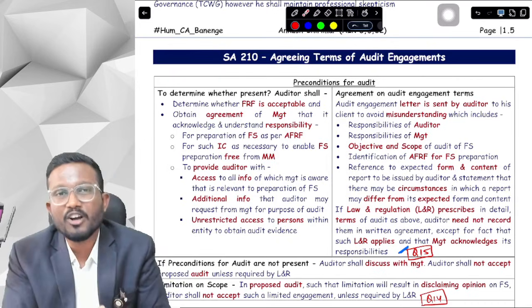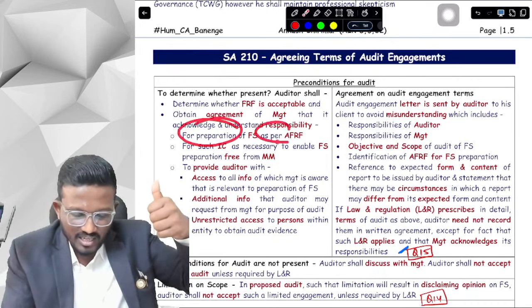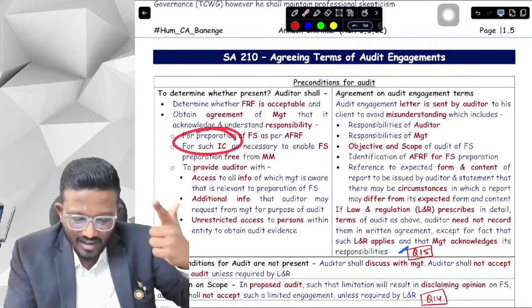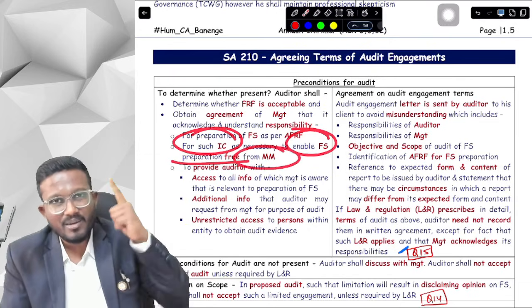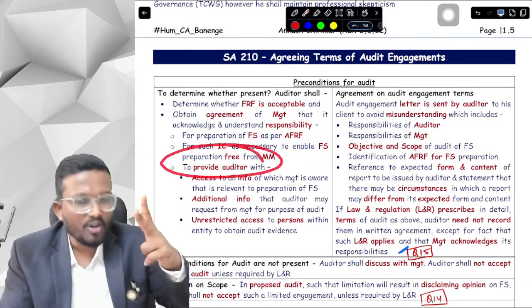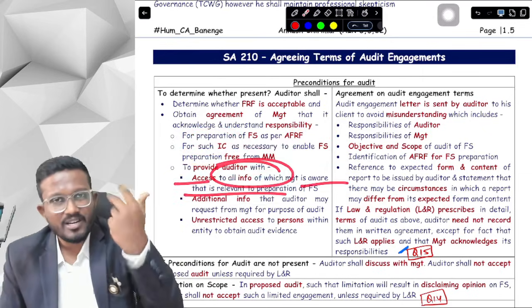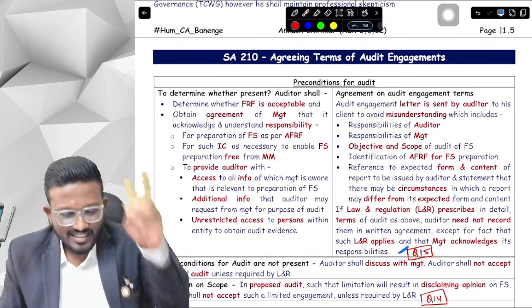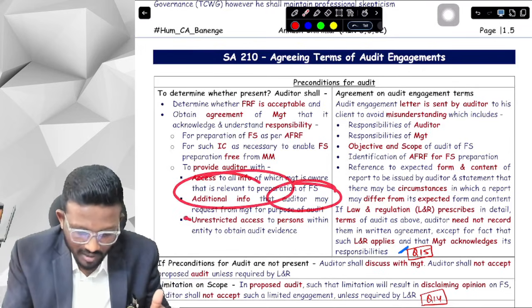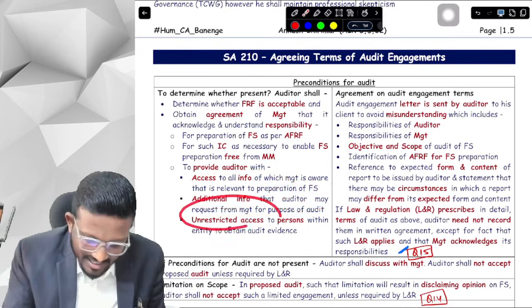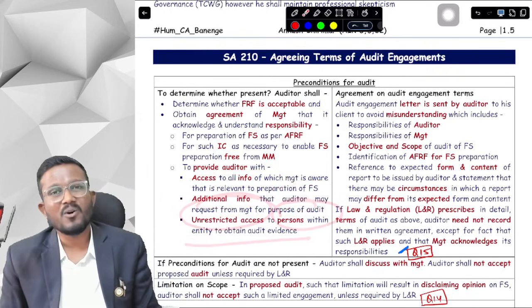What is the responsibility of management? First of all, to prepare the financial statements as per the FRF. Second, for internal control so that the financial statements are free from material misstatement. And third, to provide the auditor AU. AU is what, sir? A, access to all the information of which management is aware that is relevant to the financial statements. Secondly, additional information that the auditor may request. And third, unrestricted access to persons within the entity to obtain audit evidence.